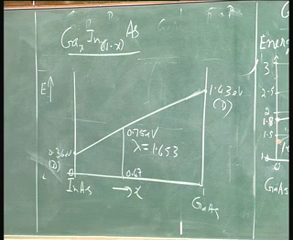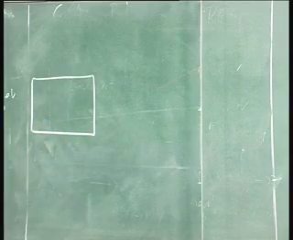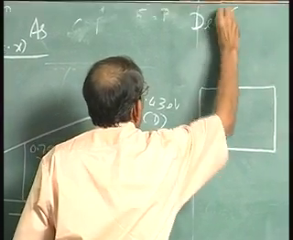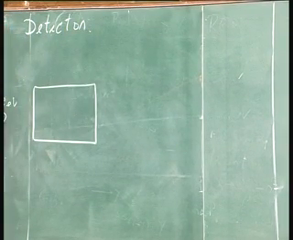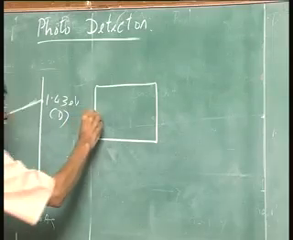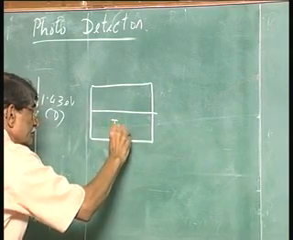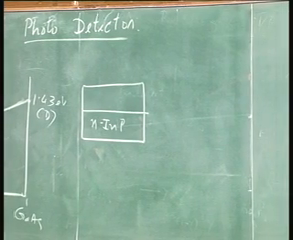So, you can make a diode like this. This is called a detector, a photodetector or a photodiode. What you do is take indium phosphide, N type. Okay. This is the reverse of the LED.